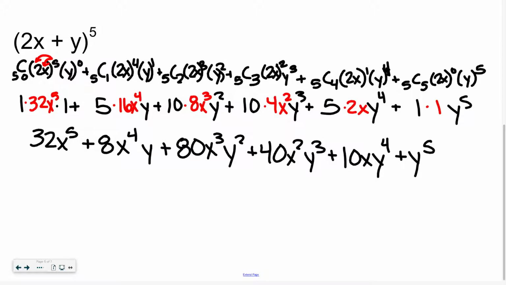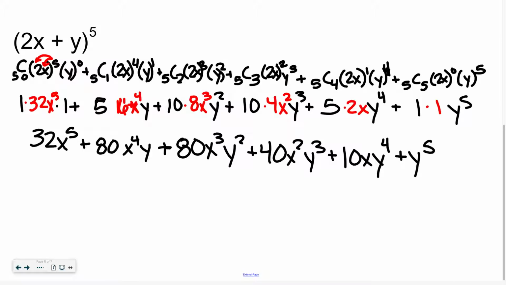Oh, I did that in the second hour too. The 80, right? 80x to the 4th y plus. And this one was 16. Okay. Is that better? Thank you. Anything else?